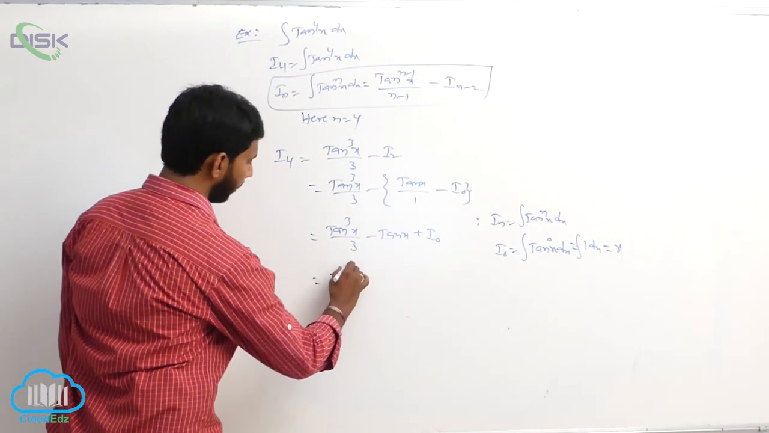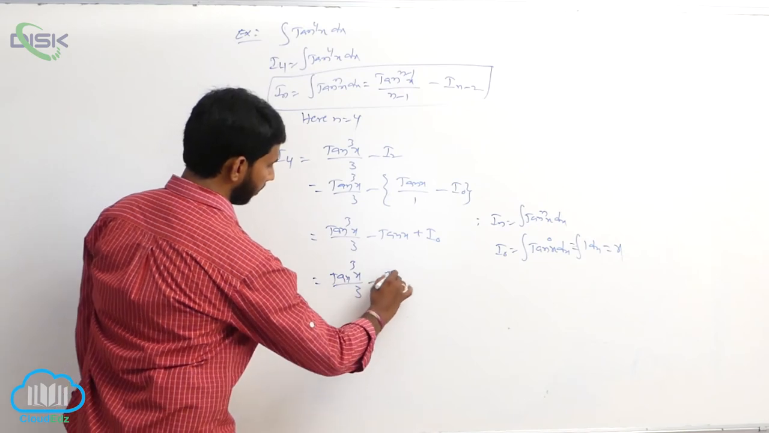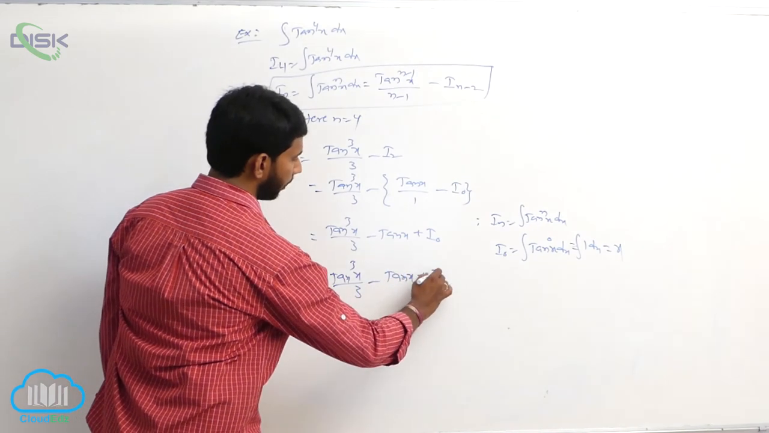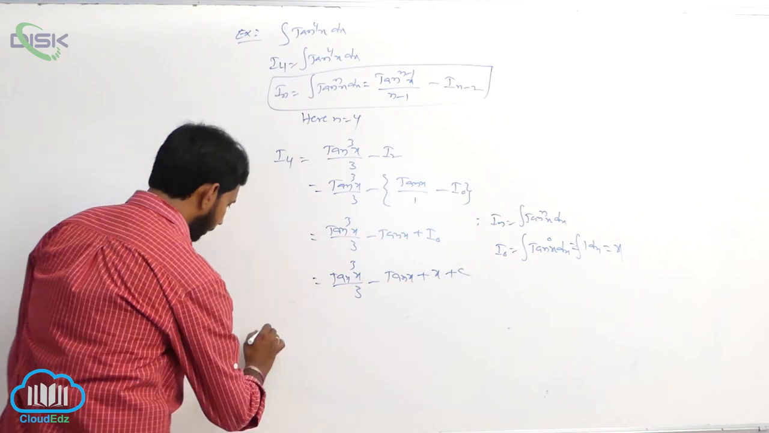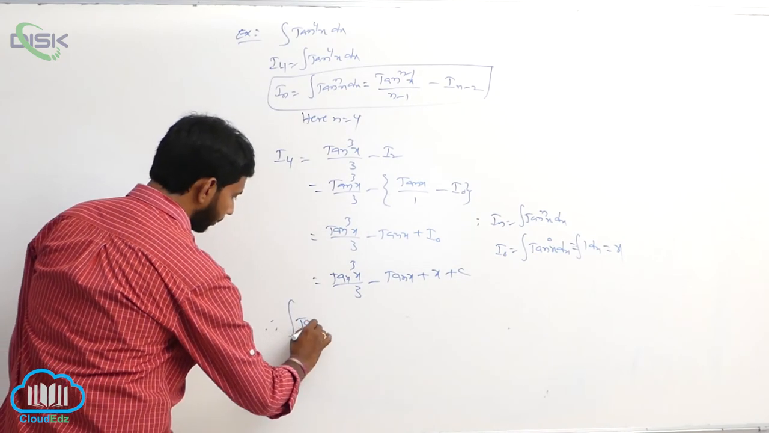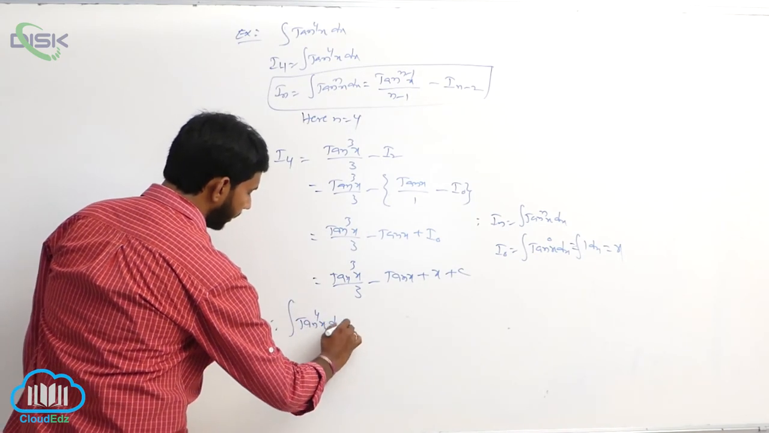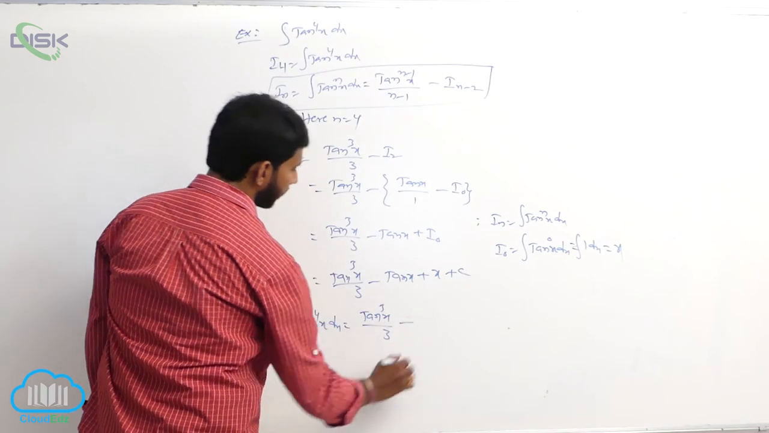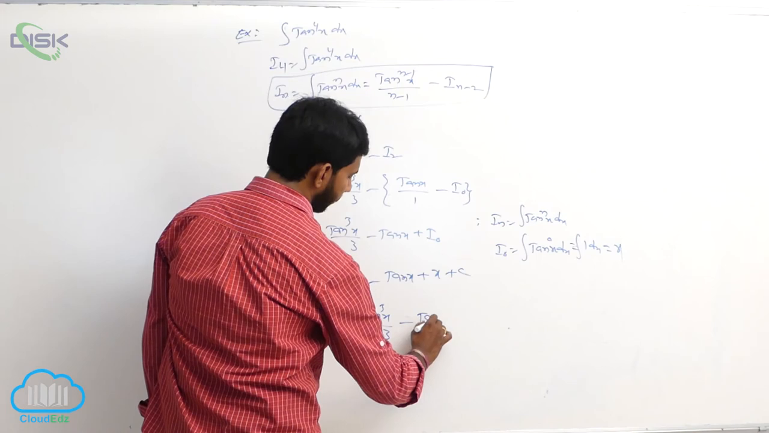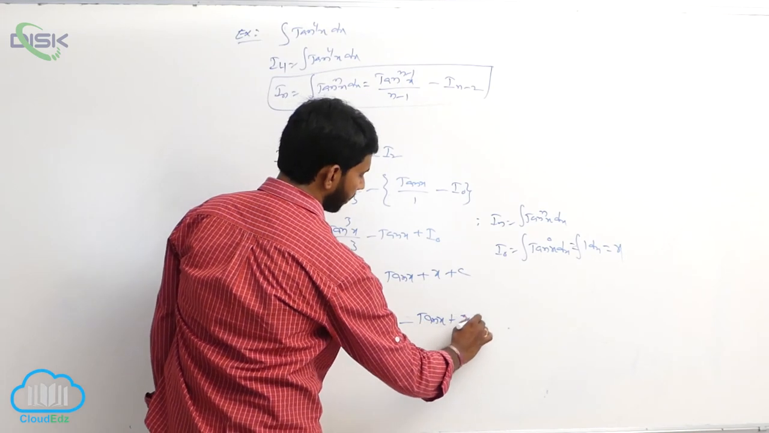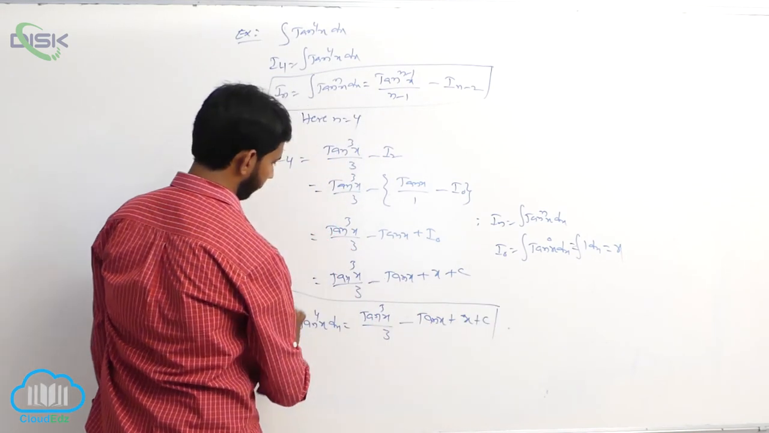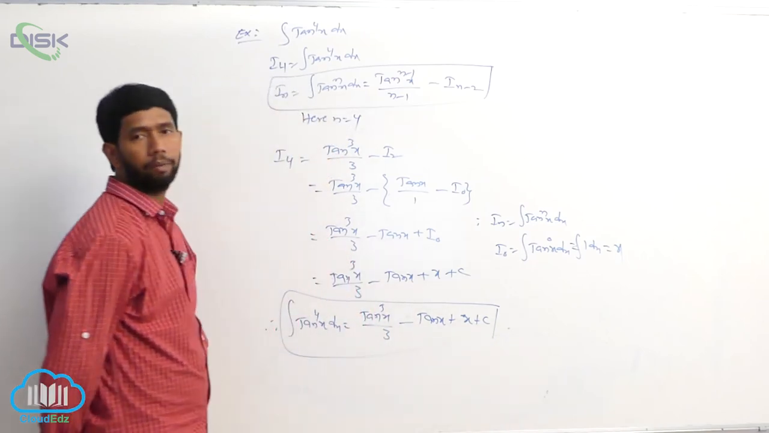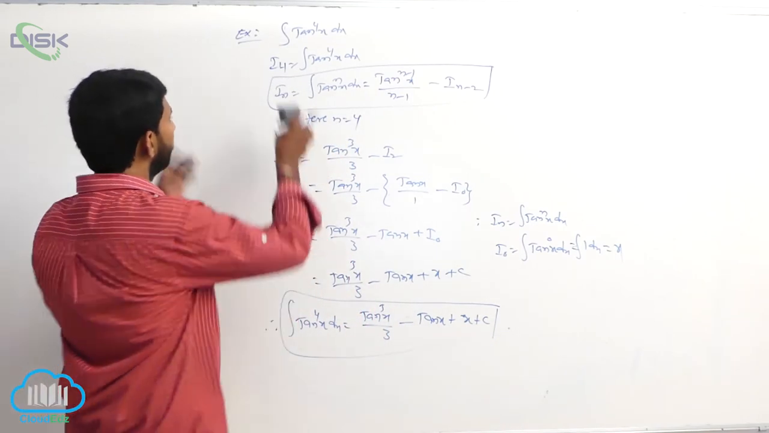Therefore tan cube x by 3 minus tan x plus some constant. Therefore, integral of tan power 4x dx is equal to tan cube x by 3 minus tan x plus some constant. This is the value of integral of tan power 4x dx.